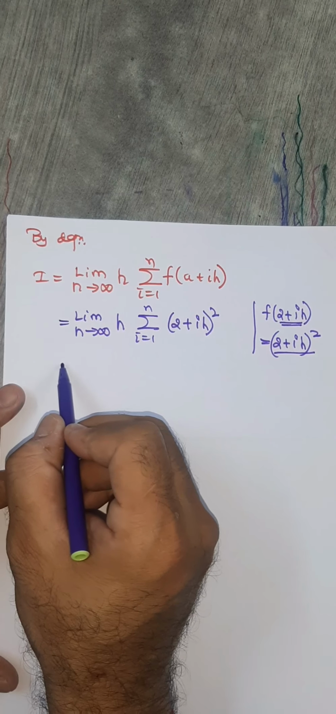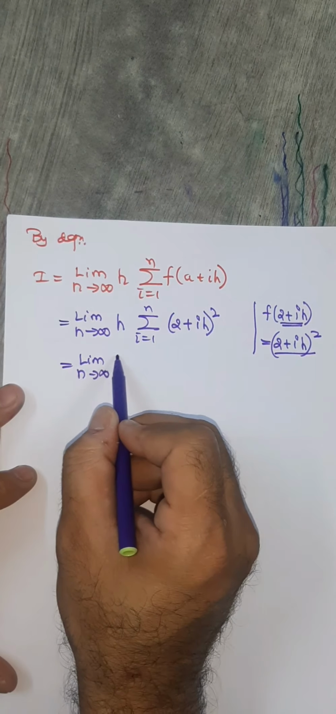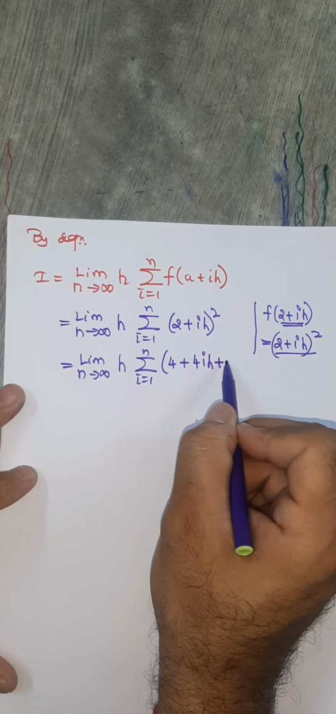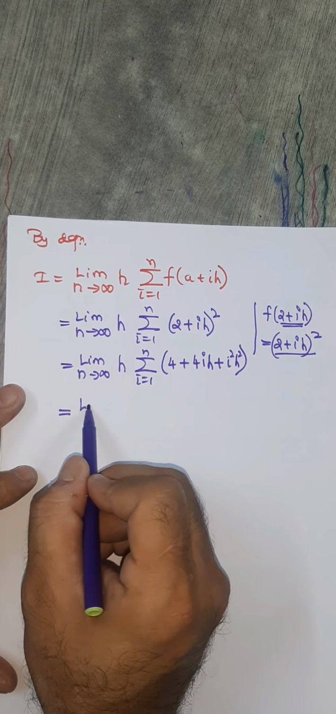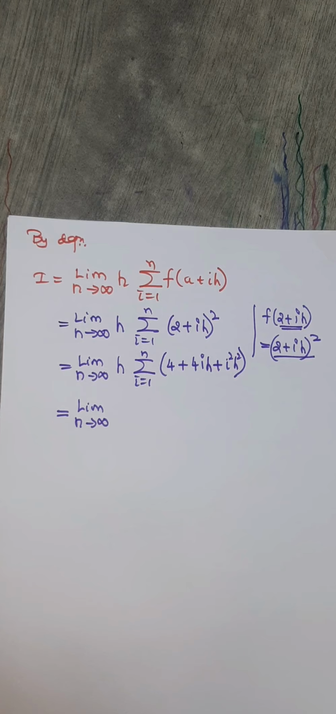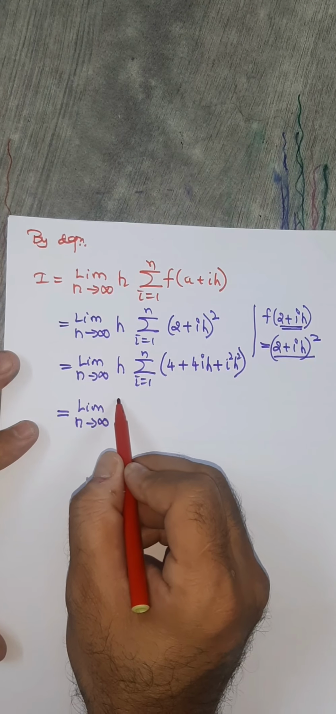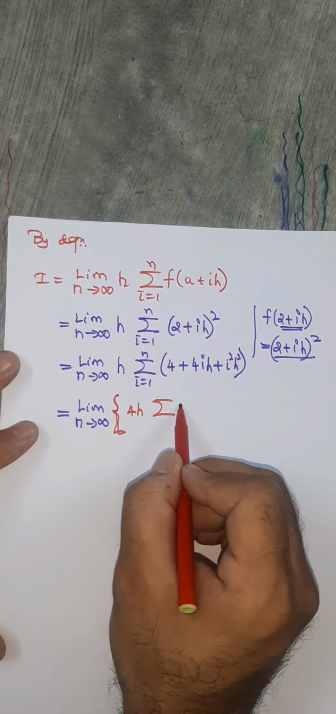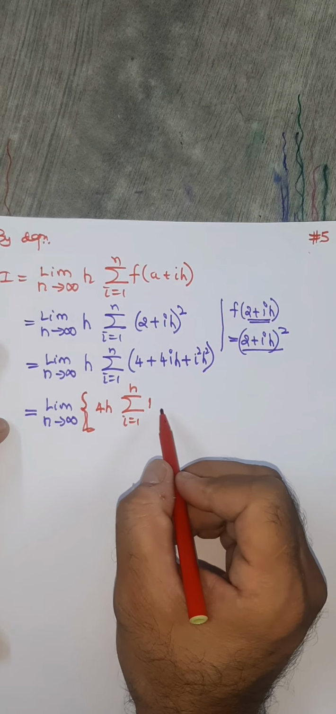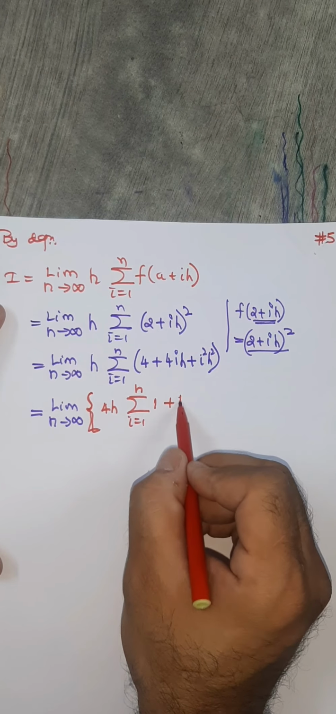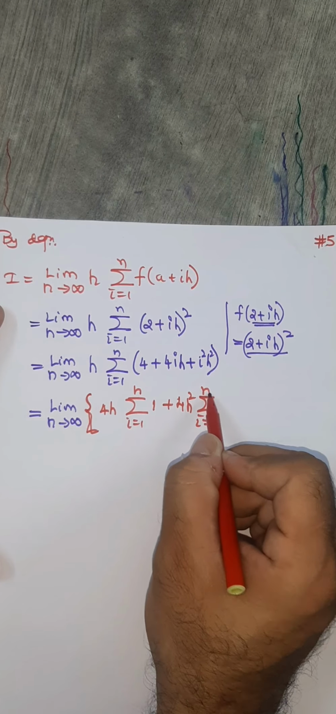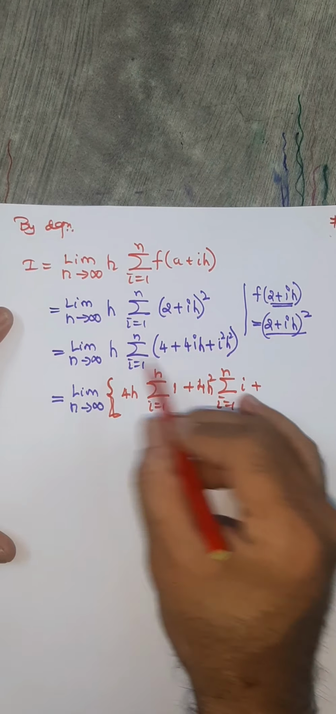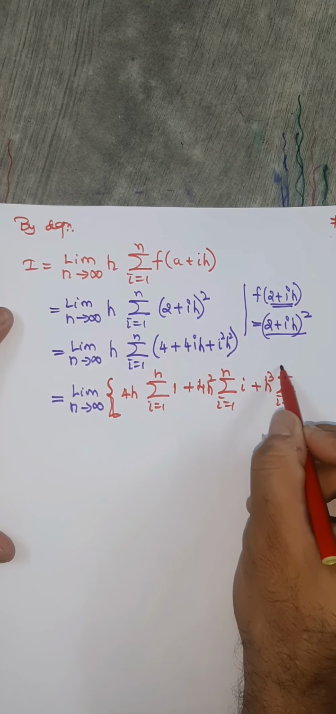Now we want to take that sigma inside, but before we do that we need to expand this. So i runs from 1 to n. This is 4 plus 4ih plus i square h square. So this is the limit n tends to infinity. You just take h inside, and sigma also. We can take 4 outside because it is a constant. So 4h, if you take 4 outside, here you are just getting 1, plus here 4h square outside, sigma i runs from 1 to n, i, you know this, then plus h cube, sigma i runs from 1 to n, i square.